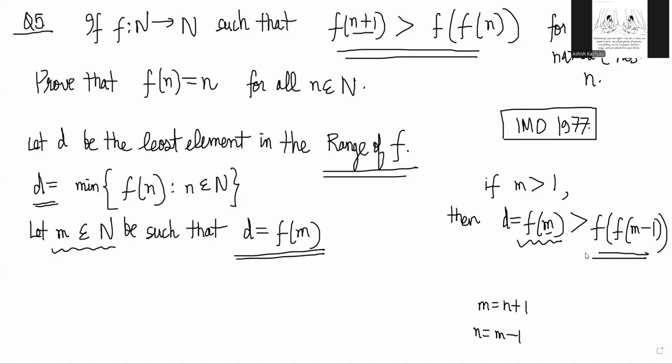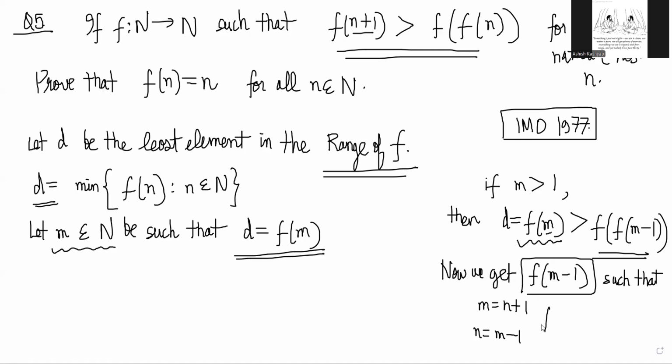But according to our definition, f of m should have been the least element. Now we get a different input, f of m minus 1, such that the output of this f of m minus 1 is smaller than d. But d was supposed to be a minimum element. So this should not be allowed. This should never happen. Since d was supposed to be a minimum element, this can never happen. Therefore, this is a contradiction.